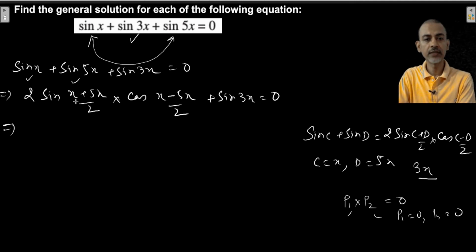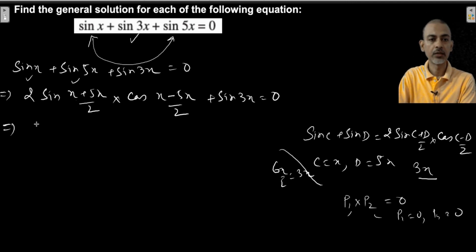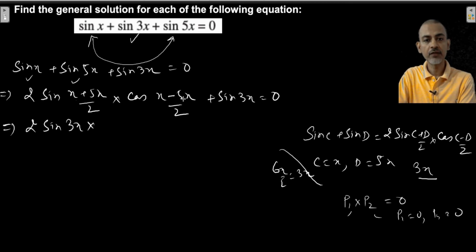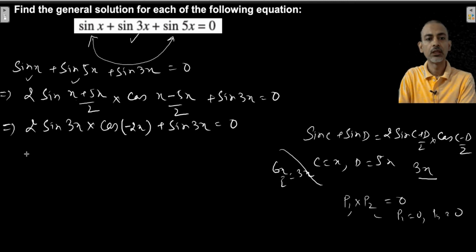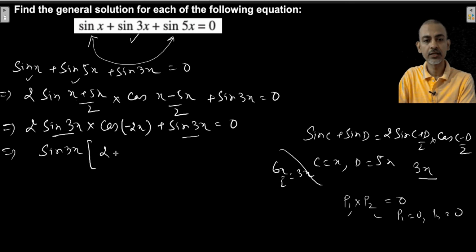Now simplify this: x plus 5x by 2 is 6x by 2, and that will become 3x. So now we have 2 of sin 3x into cos of (x minus 5x) by 2, where x minus 5x is minus 4x, and minus 4x by 2 is minus 2x. So 2 sin 3x cos of minus 2x plus sin 3x equals 0. Now I can take sin 3x common, and the expression is 2 cos of minus 2x plus 1.